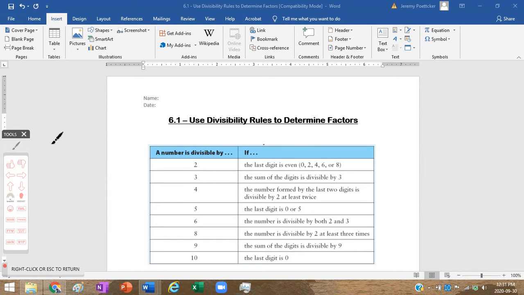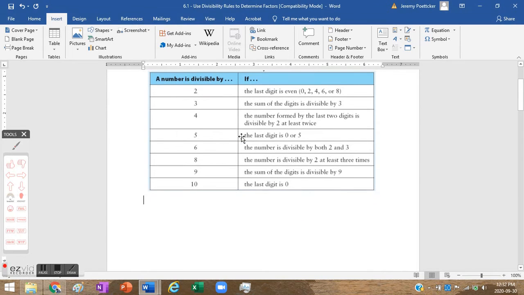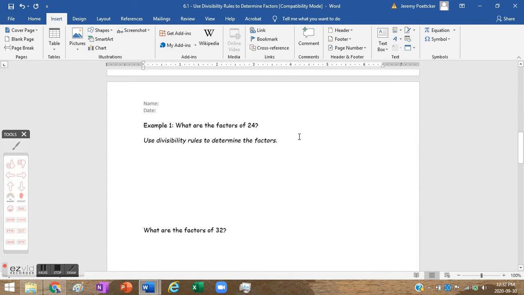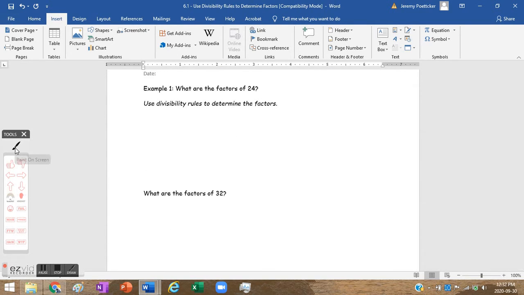All right, so if we were to take a look here, I've got them on your page so you are reminded of them. You also should have come up with them, but here's a good list of them. Okay, let's determine the factors of 24, and we're going to determine them only using divisibility rules, if at all possible.